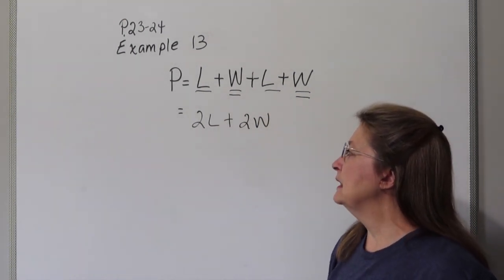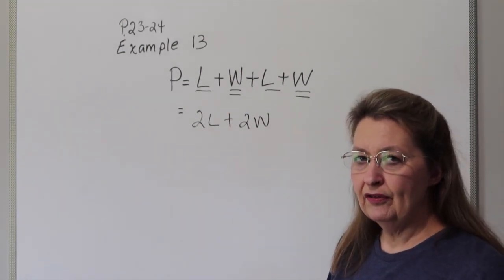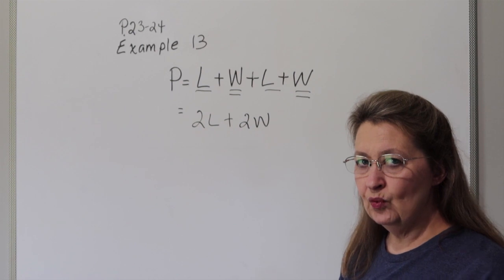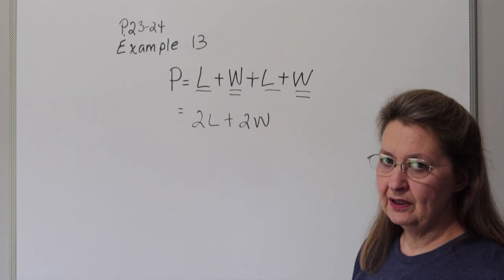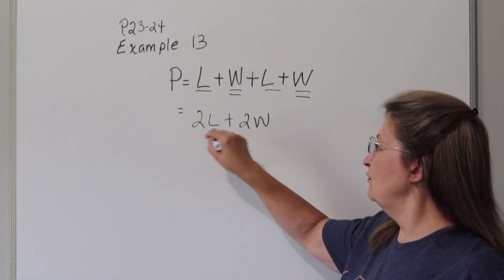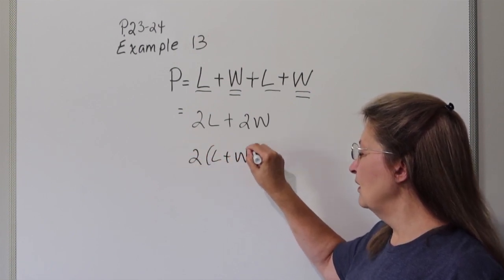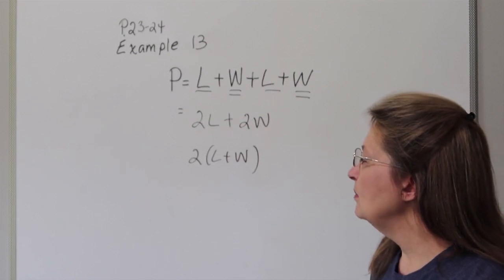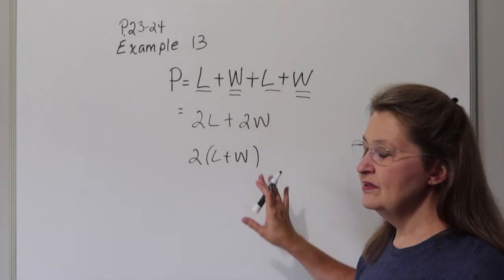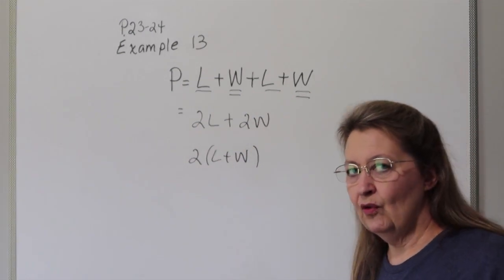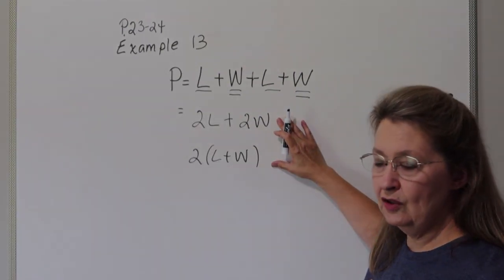Now, I would accept this as an answer, but the author of your book does insist that you go one step further and take out a greatest common factor. You are undistributing, in other words. So if you take out the 2 from both of these, then you have 2 times L plus W. Like I said, I have a little bit of a problem with this because in some circles, the presence of parentheses means that it's not in simplest form. But anyway, I want you to understand that these two things are actually equal.